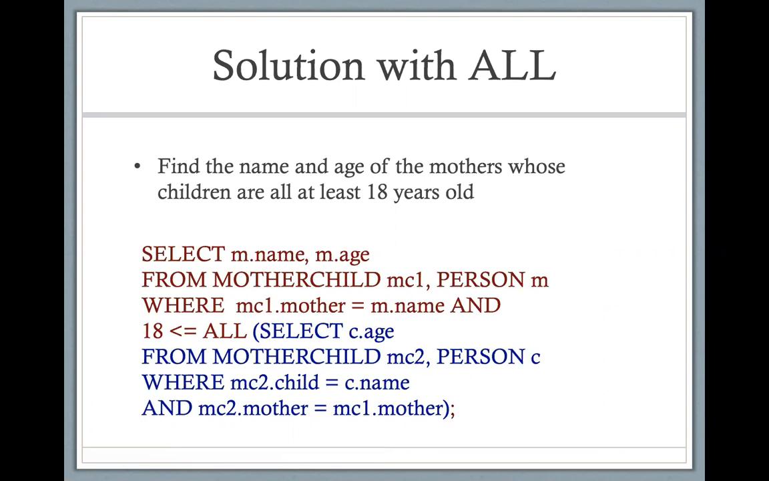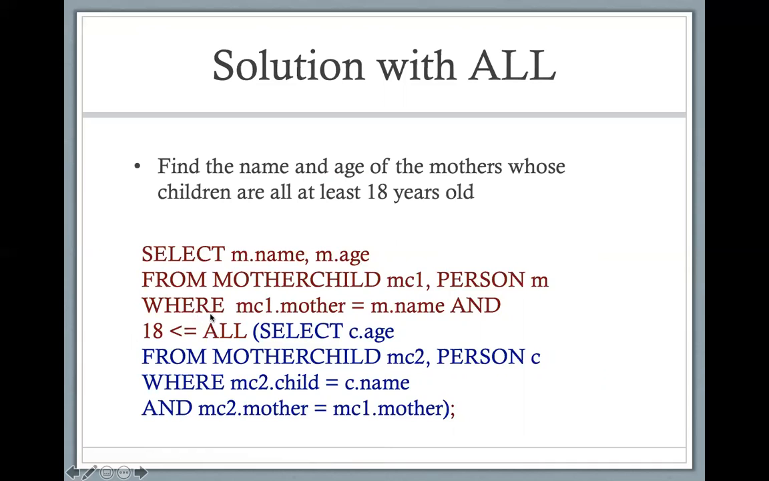I want to find the name and age of the moms. So I'm gonna do just a join between mother, child, and person, where mother is equal to name. That gives me names and ages of all the moms. Now I don't want all the moms. I want only the moms whose children, all of them, are 18 years old or above. So basically, I'm gonna say and, right? There is a selection, some filtering.